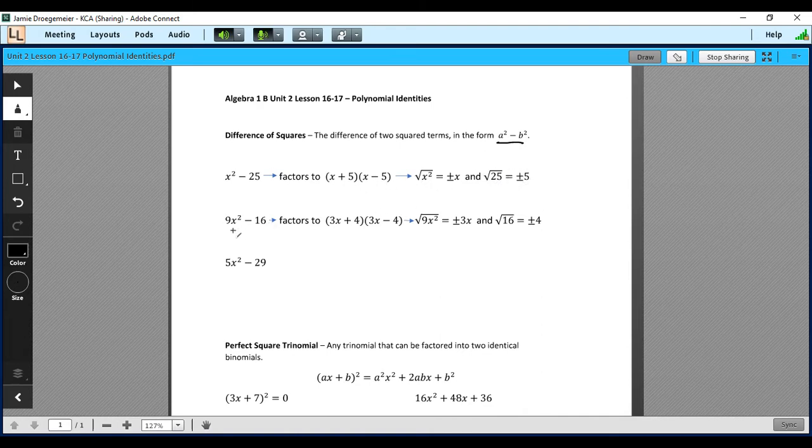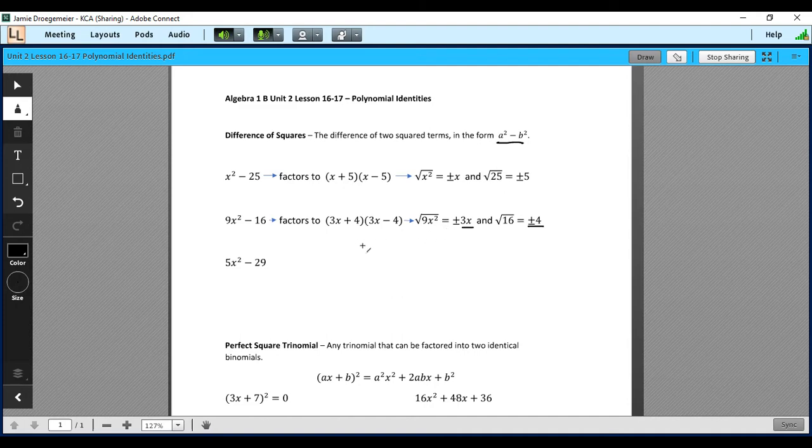Same thing with this second example, 9x squared minus 16. What we learned in a previous lesson, it's going to factor to 3x plus 4 times 3x minus 4 in that difference of squares. But we can also see when I take the square root of 9x squared, I get positive or negative 3x. When I take the square root of 16, I get positive or negative 4. So you see those values that end up being inside of our parentheses here.